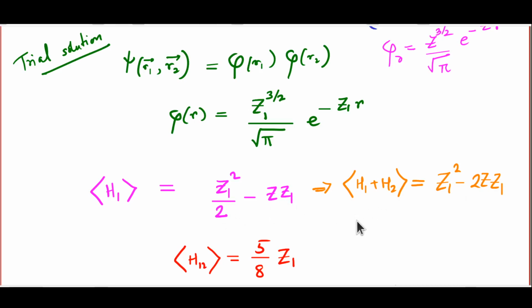Calculating H12 means that you have to integrate 1 by mod of R1 minus R2 times e to the minus Z1 R1 e to the minus Z1 R2 over all possible directions and all distances. And if you carry out the integral, which by the way is not too difficult, you just have to be a bit careful about the order in which you carry the integrals out, the result that you get is 5/8 Z1. Once again, the details of this calculation will be in an assignment.